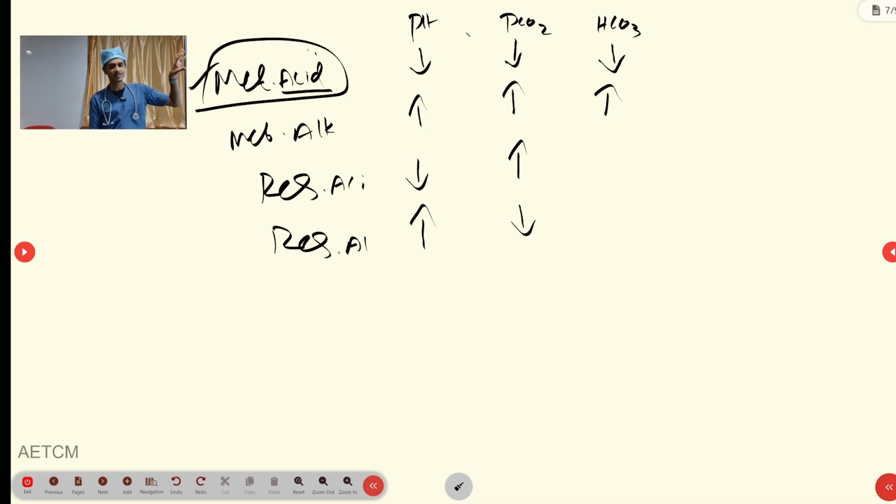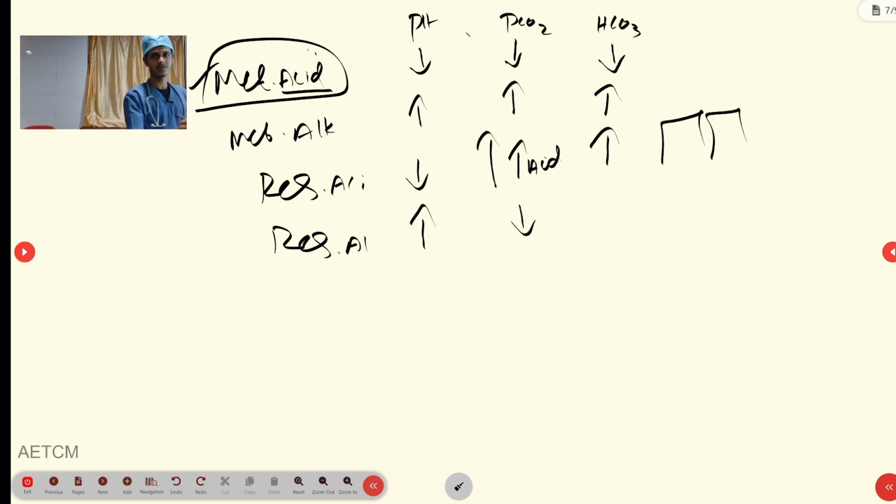What will happen in respiratory acidosis? Respiratory acidosis means there is an increased carbonic acid level because of the high PCO2 level, right? Because of the increased acid level, the body will send the order to the kidney to retain more bicarbonate, thereby the condition will be neutralized.